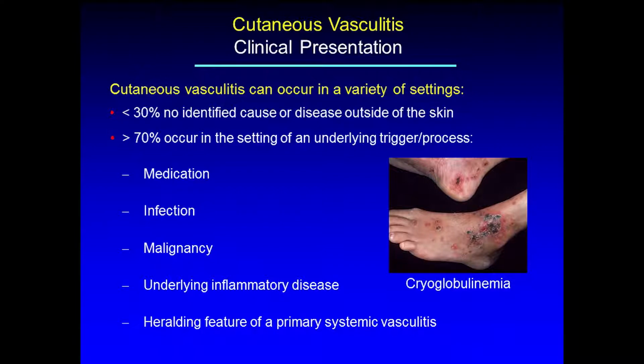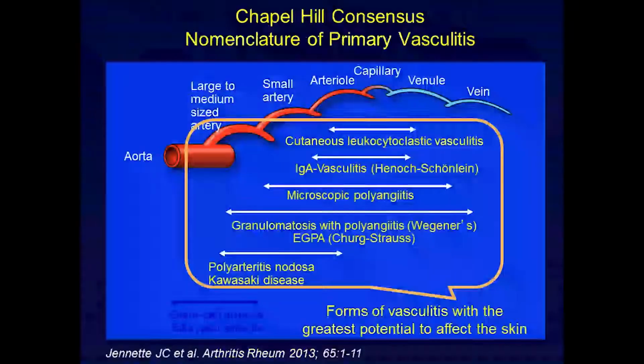When we think about the vasculitic diseases, historically these have been grouped according to the predominant size of vessel that's affected, and this continues to be the case in the most recent nomenclature system published in 2013. While all forms of primary vasculitis have the capacity to be associated with cutaneous features, the ones that we see most commonly include those that affect the small to medium size of blood vessels. The challenge we face is in differentiating those that have systemic manifestations from those that are isolated to the skin.